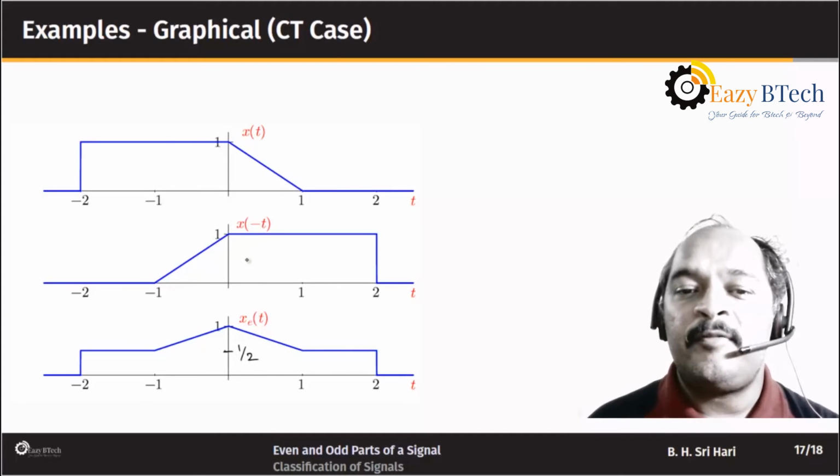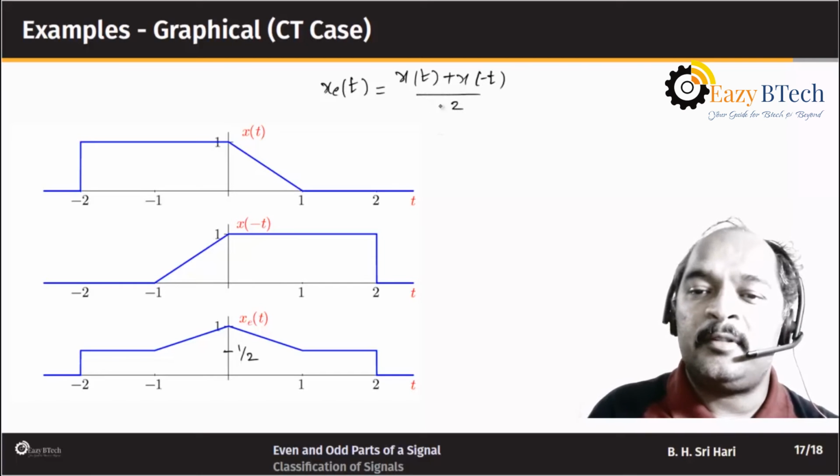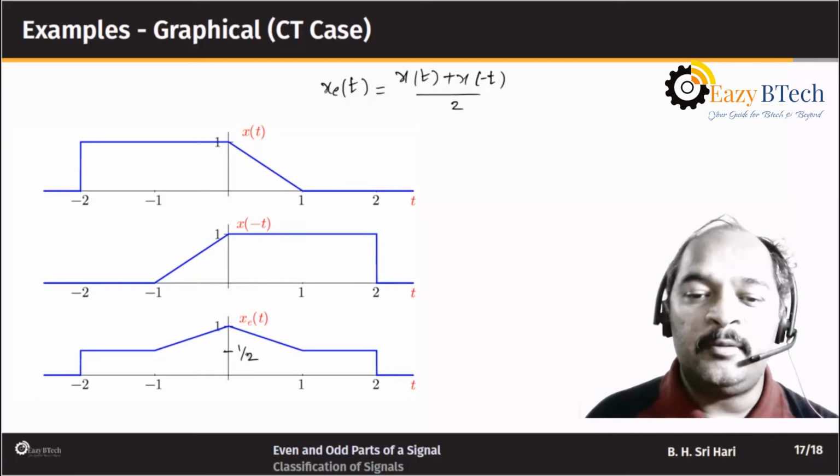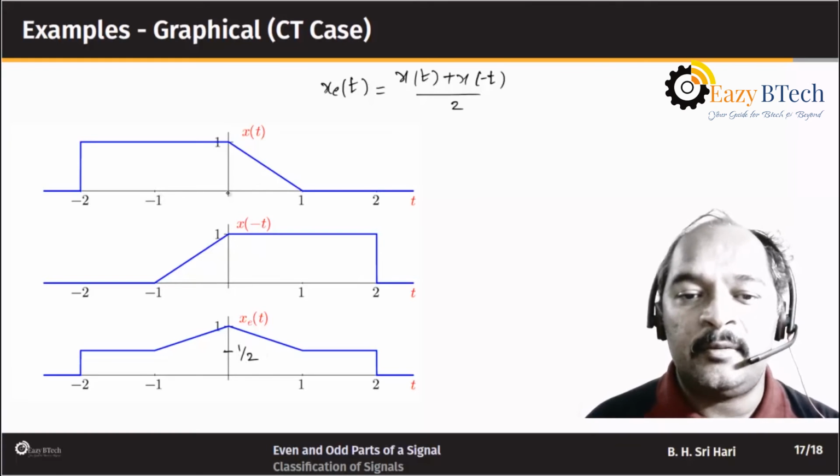Okay, why that half? Because what is xe of t? We know that xe of t is nothing but x of t plus x of minus t by 2. Correct. So this 2 brings you this value 1 by 2. Okay, then what happens from minus 1 to 0?